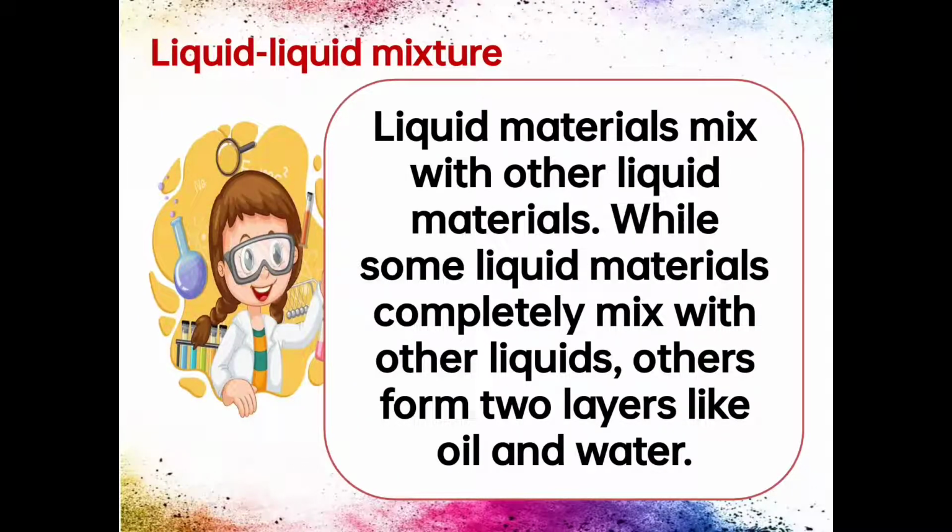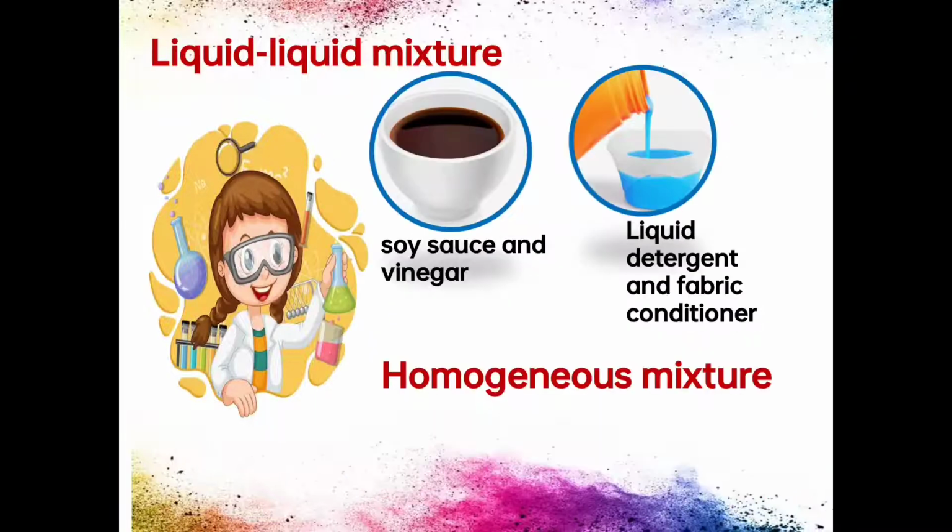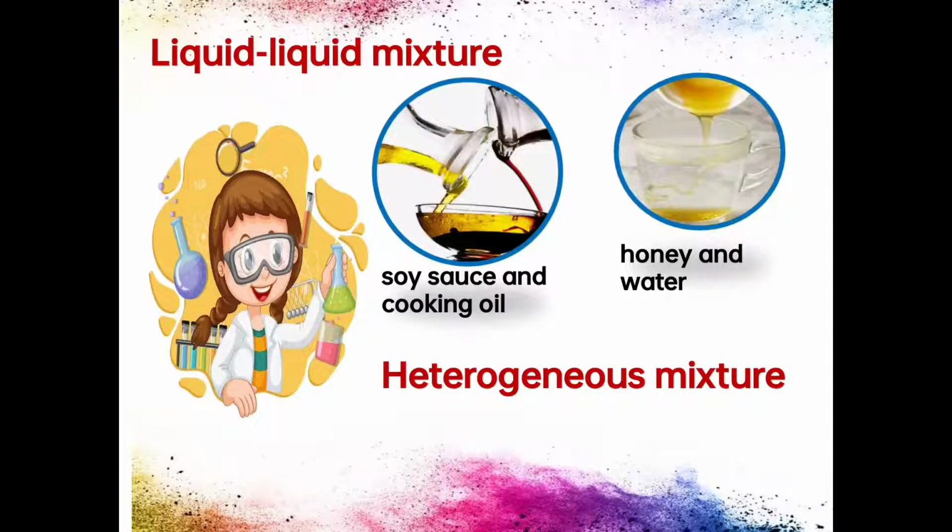Liquid and another liquid can be mixed together. While some liquid materials completely mix with other liquids, others form two layers like oil and water. These are examples of homogeneous mixture when liquid is combined with another liquid material: soy sauce and vinegar, liquid detergent and fabric conditioner. These are examples of heterogeneous mixture when liquid is combined with another liquid: soy sauce and cooking oil, honey and water. They form two layers.